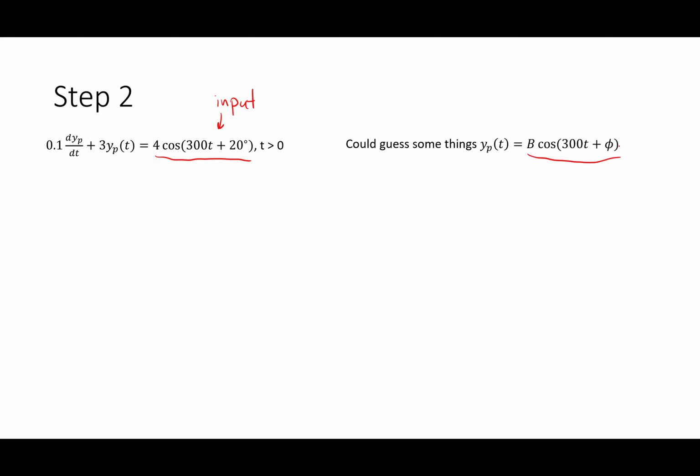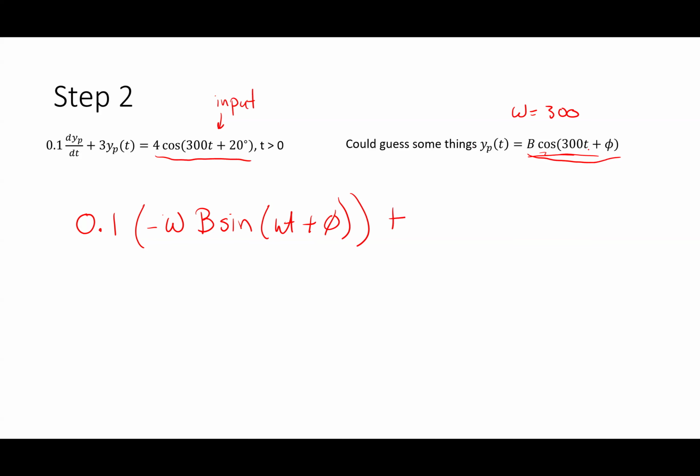If I guessed that, what would I do? If I guessed this, what's the next step? Substitute it in, right? It's going to be ugly. I don't want to go through the math on this for a while, but what's the derivative of this? Instead of calling this 300t, I'm going to say that omega is equal to 300. What's the derivative of cosine? Negative sine. So negative omega b sine of omega t plus phi.